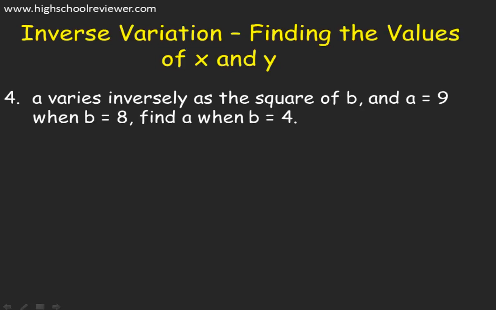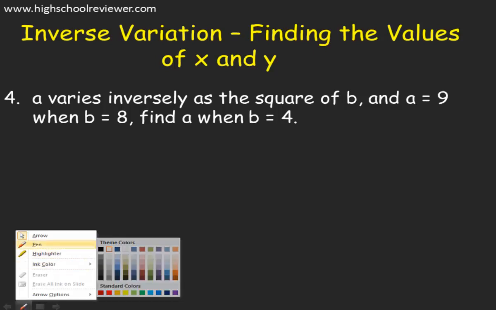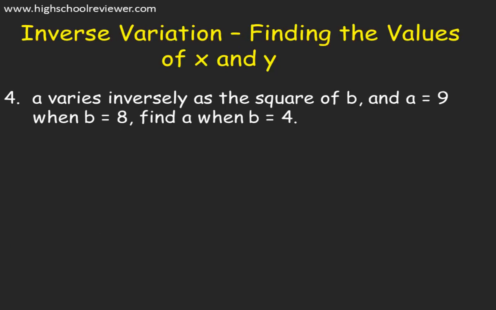Problem number 4. A varies inversely as the square of b, and a is equal to 9 when b is equal to 8. Find a when b is 4. The first value for a is 9 when b is equal to 8.